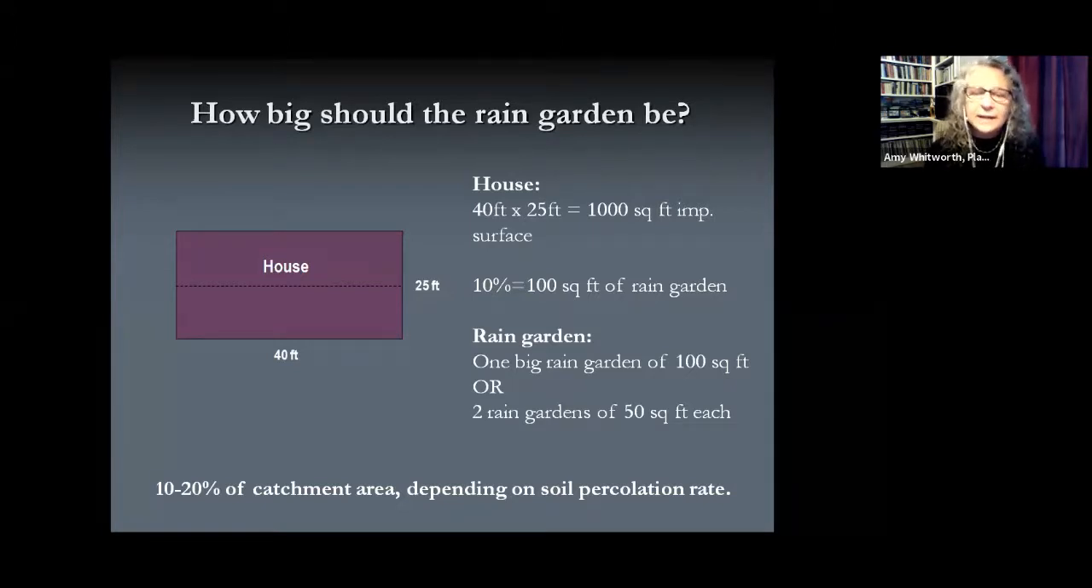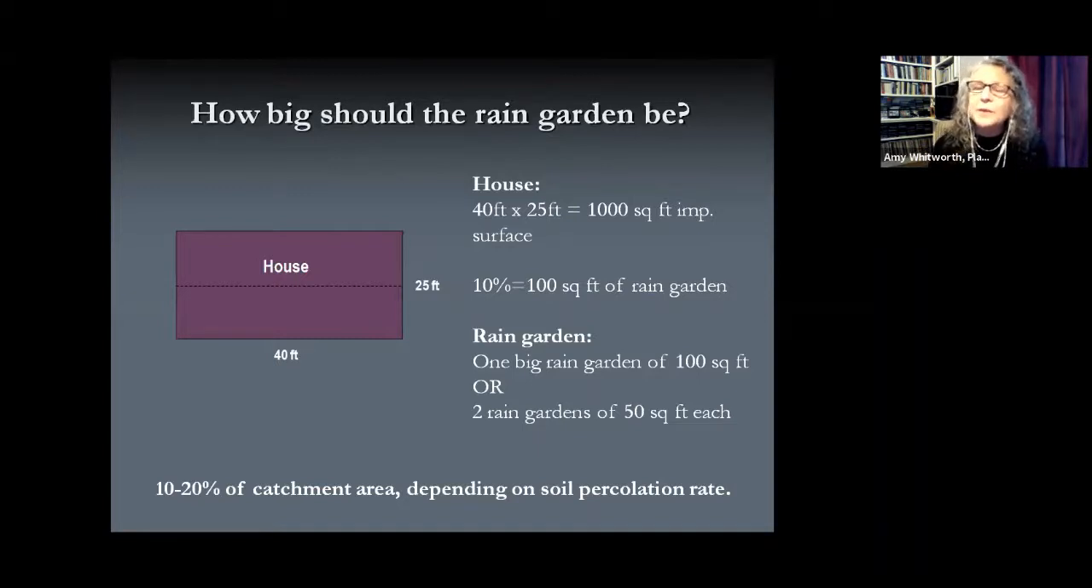But more likely, we have a roof that is flowing in two directions. So we're probably going to have downspouts on one end and a downspout on the other. So you might want two rain gardens of 50 square feet apiece, or 4 rain gardens if you have 4 downspouts, of 25 square feet each. So they get smaller and smaller and easier to fit on smaller properties.